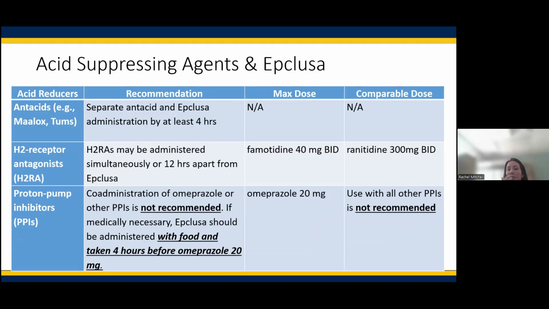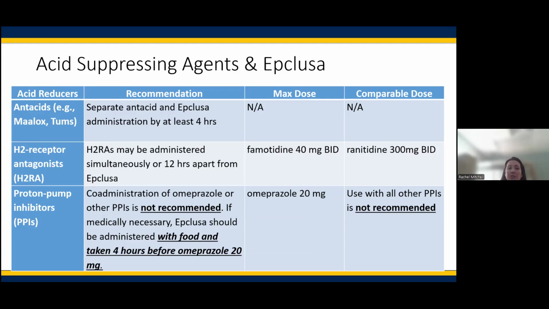A little bit different with Epclusa once you get to the PPI. So you can see acid suppressing or antacids, same recommendations as Harvoni, H2RAs, same recommendations. With the proton pump inhibitors, they did some PK studies, some pharmacokinetic studies to try to see when the best administration time was with Epclusa to make sure to avoid that interaction. They did not study it with anything outside omeprazole. So package insert, your legal information, says omeprazole 20 and no other comparable doses. It wasn't studied. So if it is medically necessary that they be on a proton pump inhibitor while taking Epclusa, it's omeprazole 20 or bust.